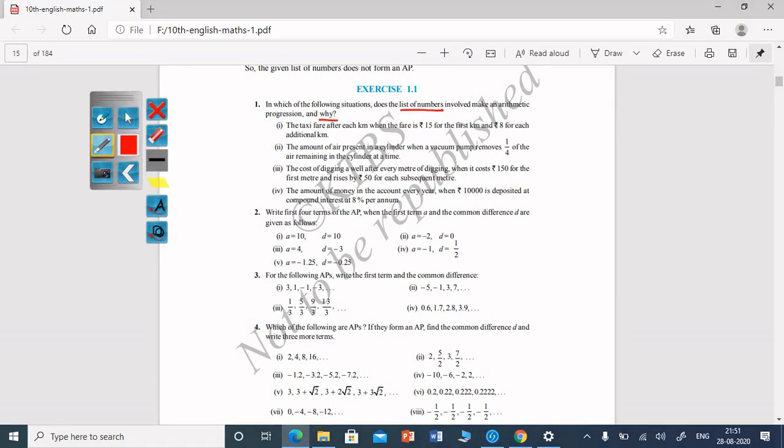Now look at the first question. The taxi fare after each kilometer, when the fare is rupees 15 for the first kilometer and rupees 8 for each additional kilometer. You have to make a list of numbers for the taxi fare after each kilometer. Means you have to write the taxi fare for the first kilometer, then the second kilometer, the third kilometer, and so on. Let us do this now.